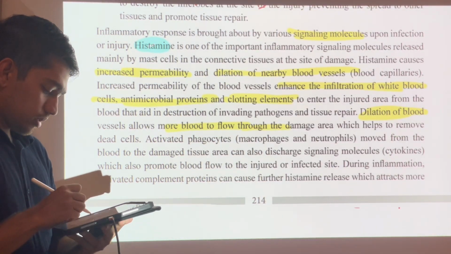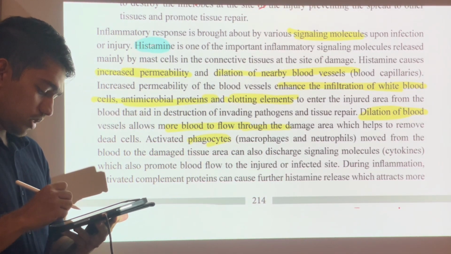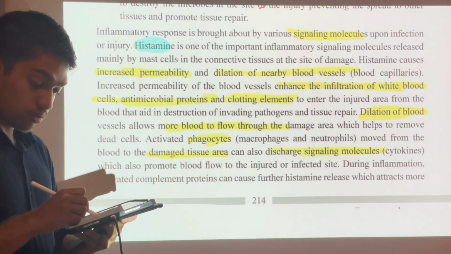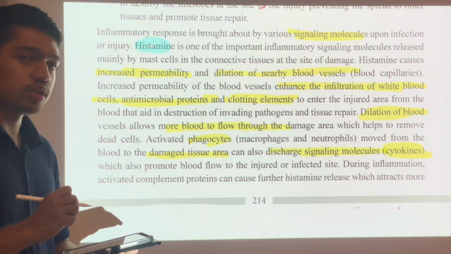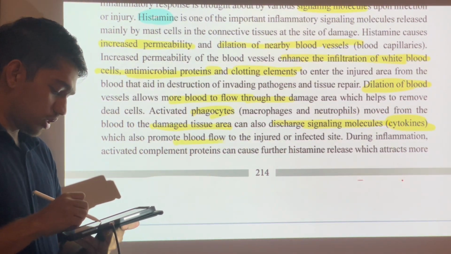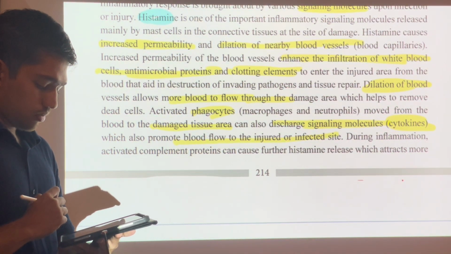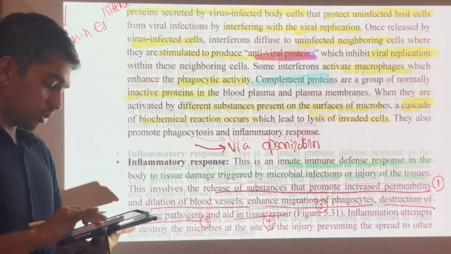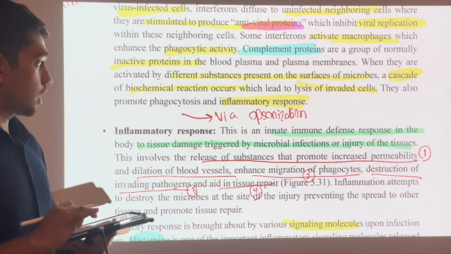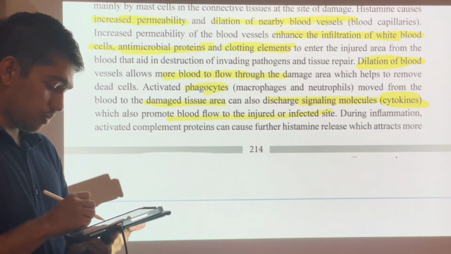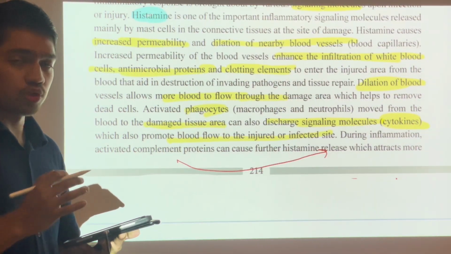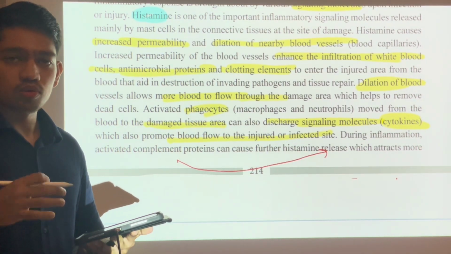Right. So first, the phagocytes are going to filter from the blood into the damaged tissue area. Phagocytes can also discharge signaling molecules. These are the cytokines I mentioned earlier, and they include interferons as well. They are going to promote blood flow to the injured and infected site. Then again, complement proteins we mentioned here. Complement proteins can cause inflammatory response as well. Complement proteins can cause further histamine release. So histamine is going to again increase permeability and cause dilatation.